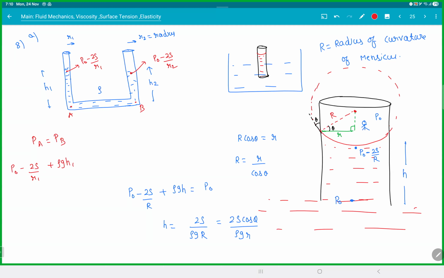Exam method, don't do all this. You can just directly say, if the surface tension was not there, the heights would have been equal. So whatever extra height you are getting is because of surface tension. So that will be 2s cos theta by rho g r1 and this thing, and you just finish it off.